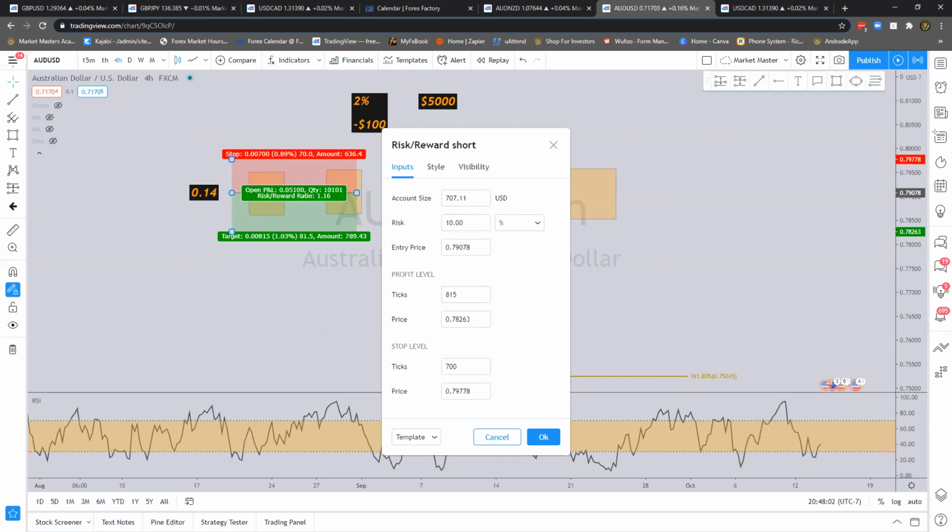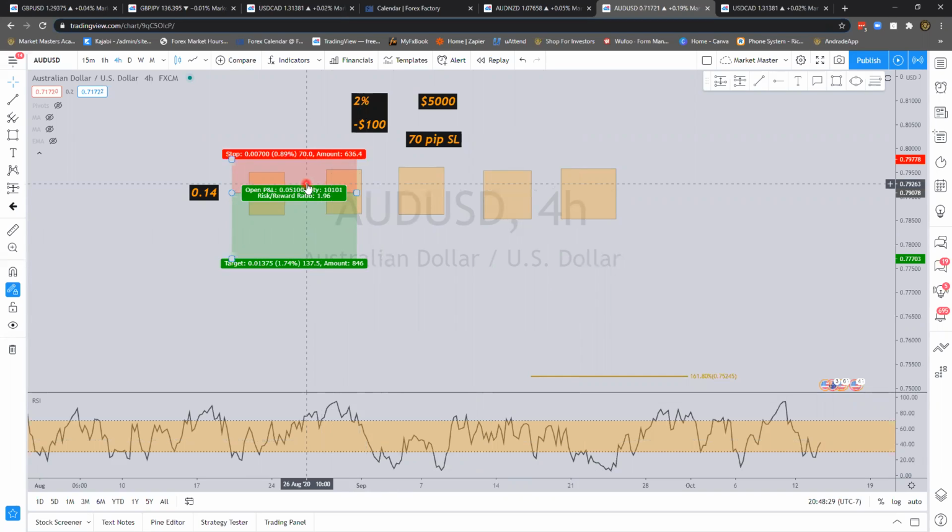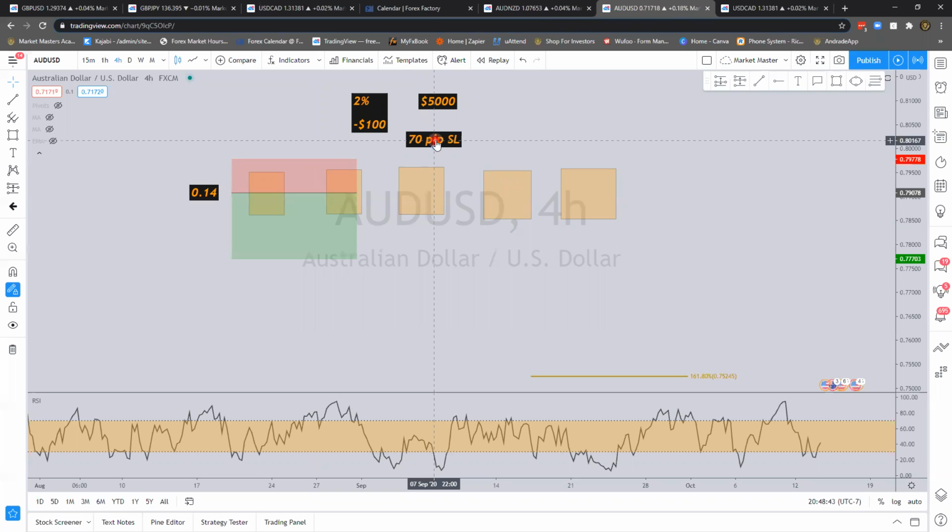So the take profit for that trade, I'm going to calculate it here. So losing 70 pips to make 137. Basically, it's a 1 to 2. It's a little bit less than 1 to 2. So yeah, it's like a 1 to 2 ratio, right?